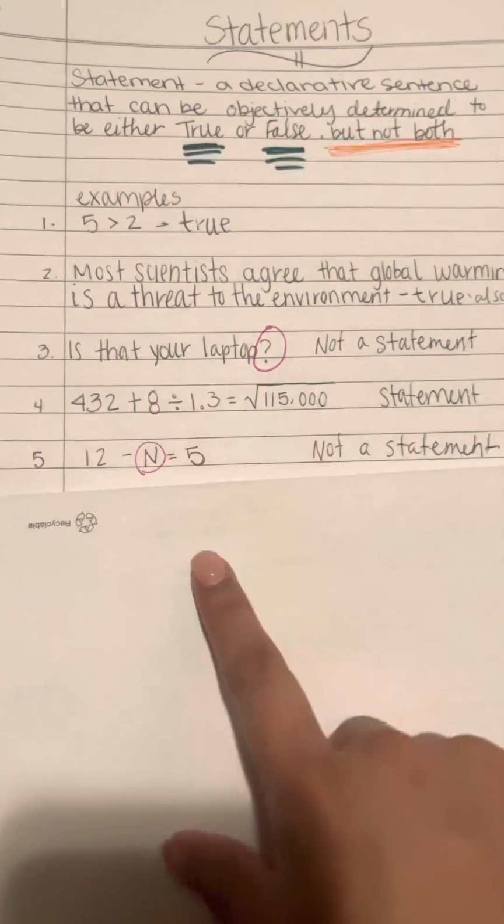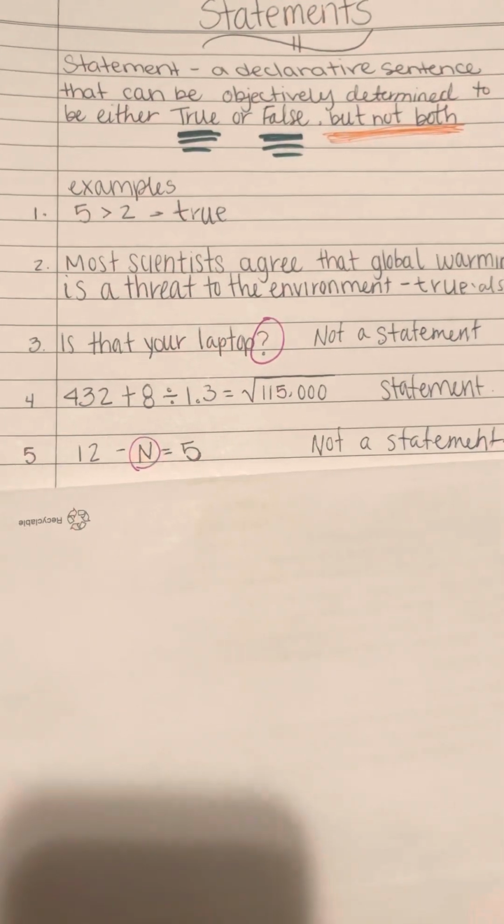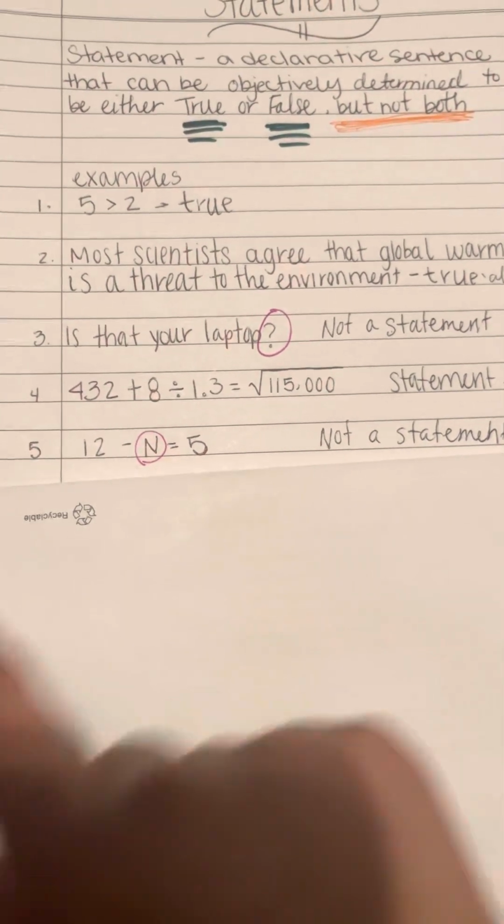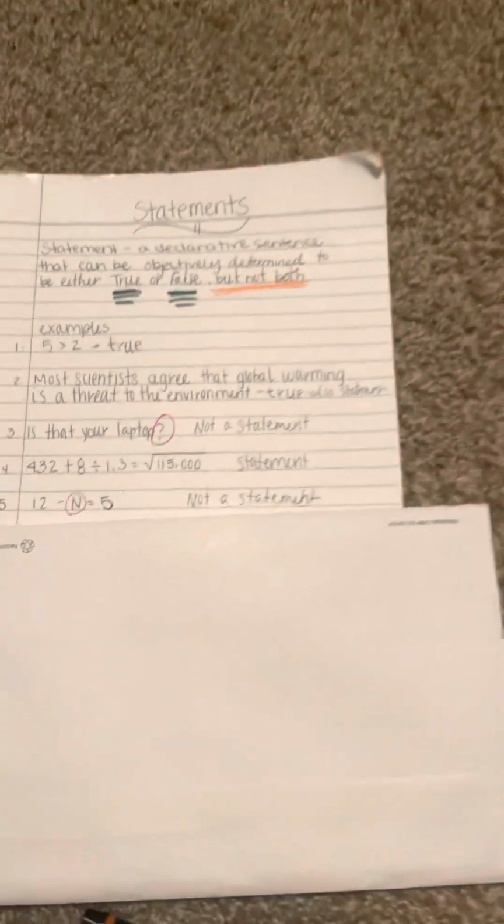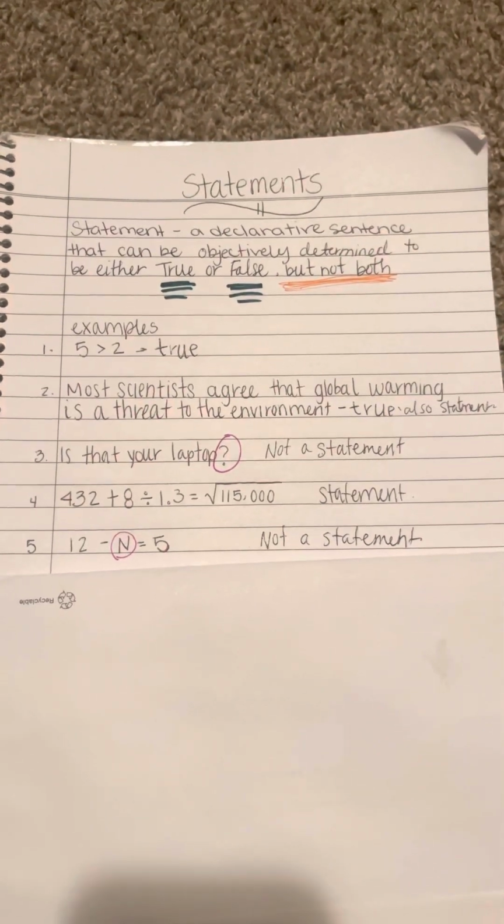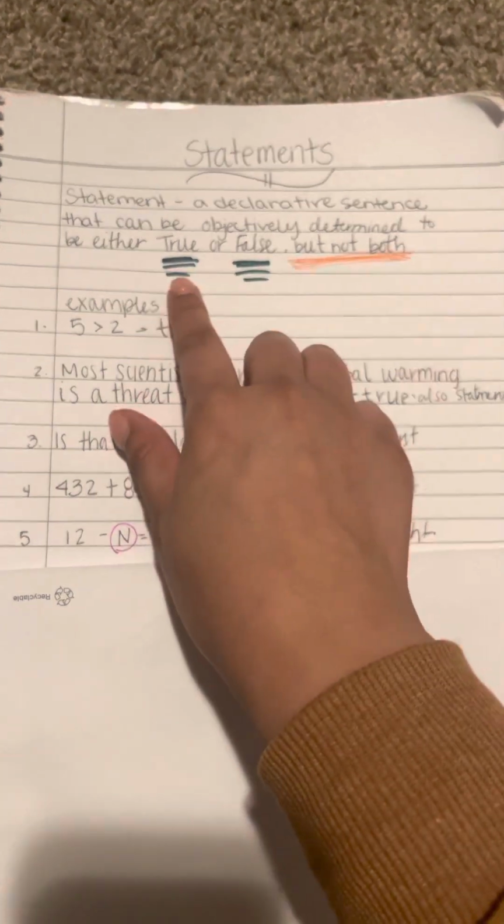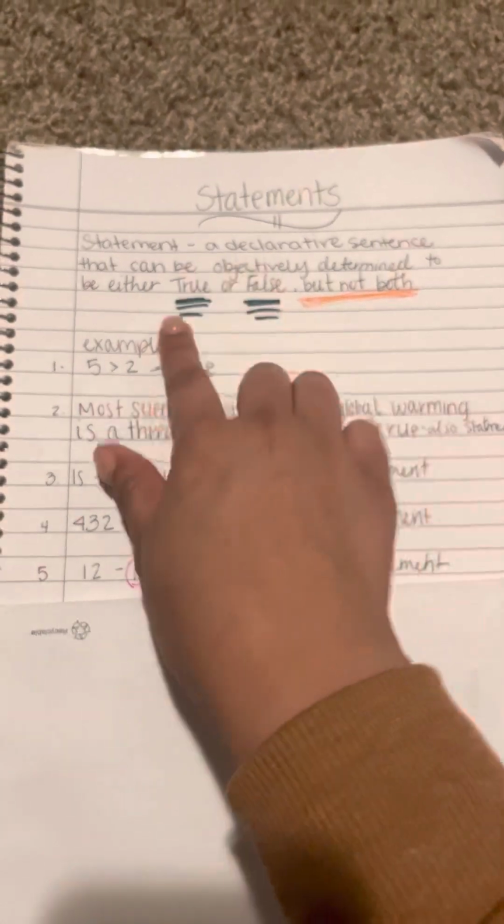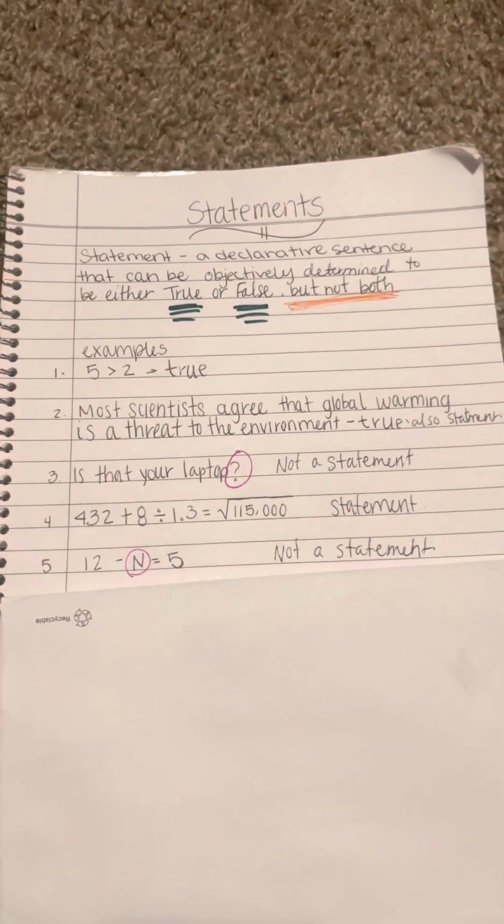Once again, we can't say yes, it is. We can't say no, it's not, because of our expression. So remember, when you are working with statements, make sure you can determine whether it is true or false, but not both. You must always only have your two options of true or false.